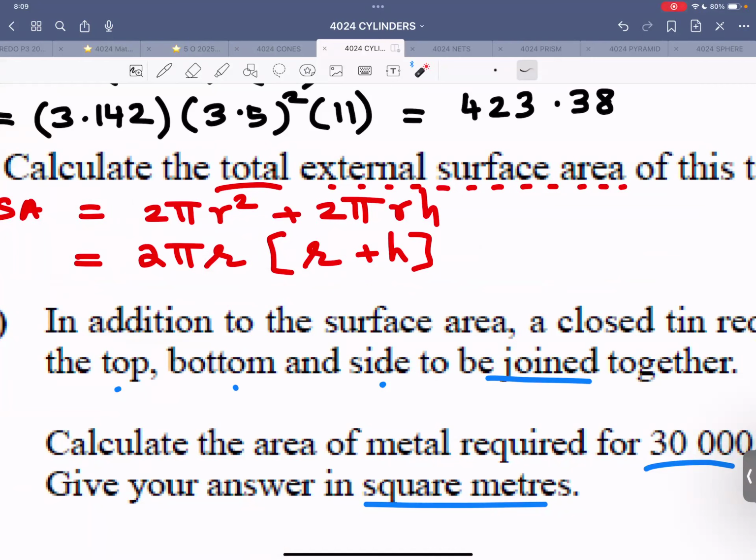What have I done first? I have taken 2 pi r common out. What's on the inside? R plus h. Simplify as much as possible and then insert the values. More details in the workshop.